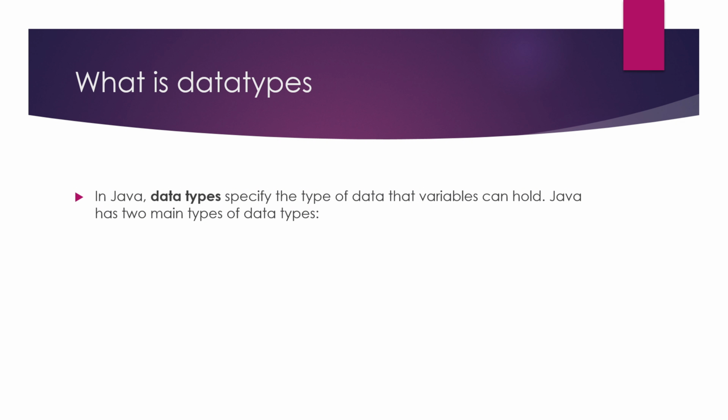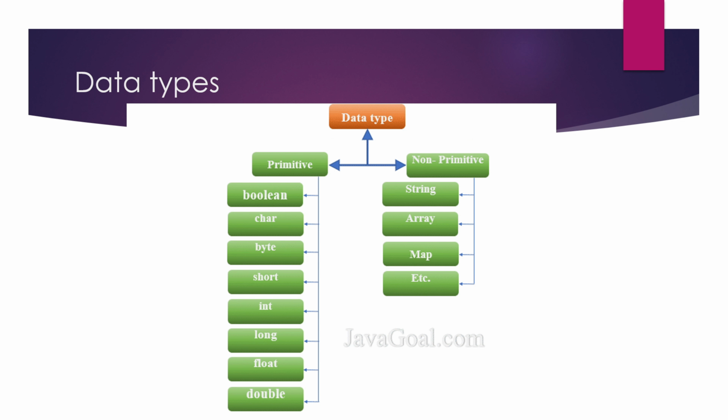In Java, data types specify the type of data that a variable can hold. Java has two main types of data types, primitive and non-primitive. In primitive we can see boolean, character, byte, short, integer, long, float and double. In non-primitive there are string, arrays, map and etc.